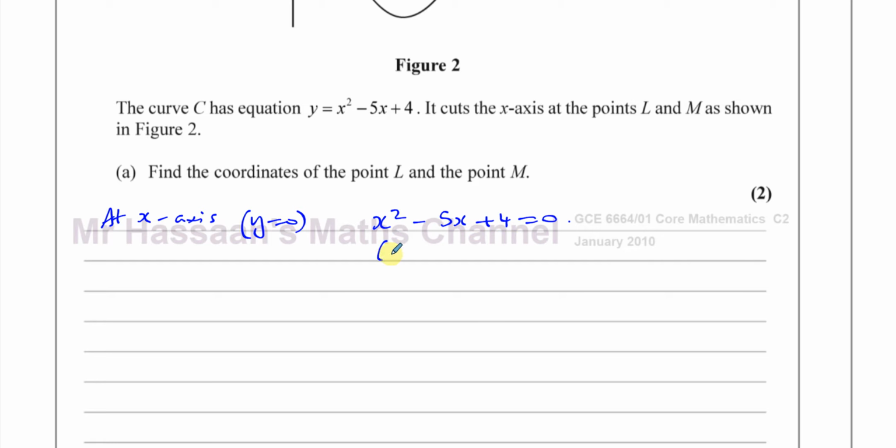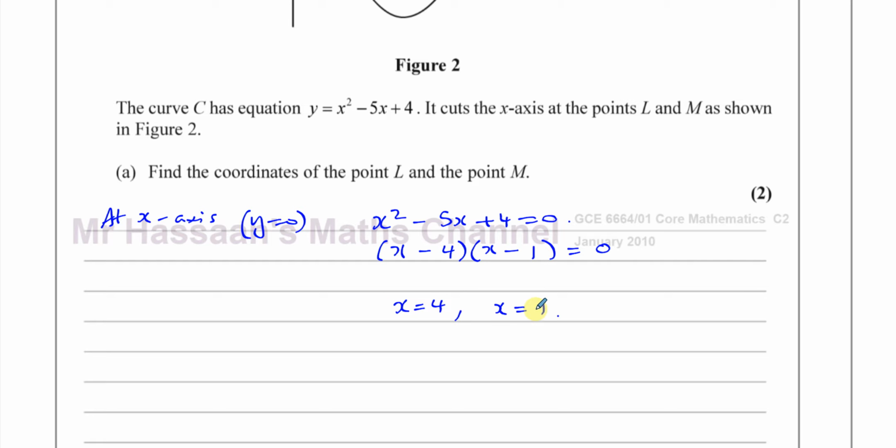So we need to factorize this. And we have two factors. Both of them will have x. Both of them will be negative inside the bracket, because you're going to have minus, and minus gives you plus. And the sum has to be negative 5, and their product has to be 4. Well, it has to be minus 4 and minus 1. So we can say that's when x equals 4 and x equals 1.